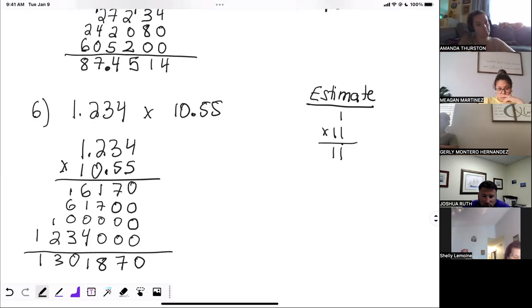Now, how many decimal places do we have? Okay, so we have 3 on top, and we have 2 on the bottom. So we have to move 5 decimal places. All right, so 1, 2, 3, 4, 5. So I already know it's here. And let me erase this so it doesn't get in our way. And look, it's not 13, but it's really close to 13: 13.01870.